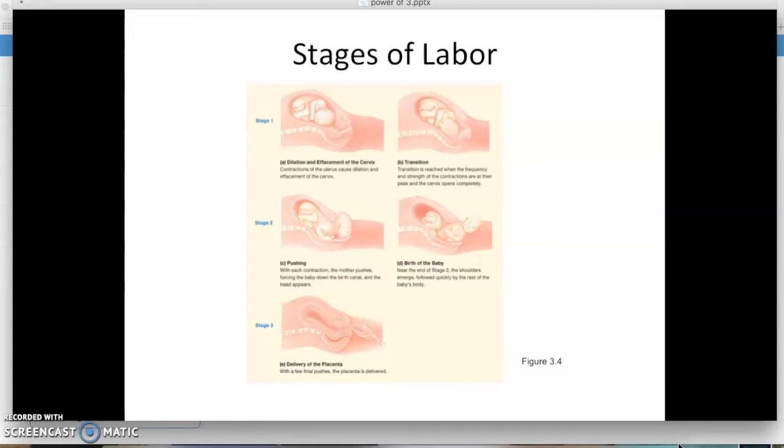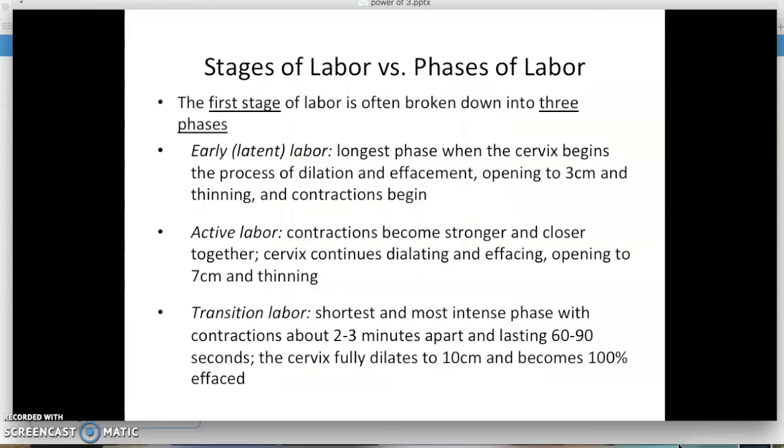Typically, the first stage is by far the longest, lasting around 12 to 14 hours on average for first births. Stage 2 typically lasts about 50 minutes. Stage 3 only lasts about 5 to 10 minutes and is often unnotable. Another instance of threes in childbirth is the phases of labor. Be careful not to confuse the phases, which you may have heard of, with the stages we just discussed. The 3 phases of labor all happen during the first stage of labor.